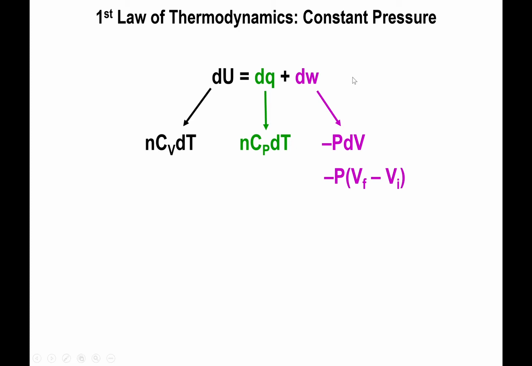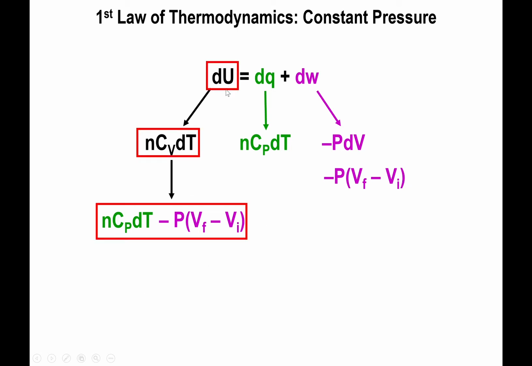dU, as I explained on the last example, is always going to be given by the moles times the heat capacity at constant volume times the change in temperature. But in a setup where the pressure is constant, you're not going to have Cv. Instead, you're going to have heat capacity at constant pressure. And you're going to have this whole setup. So technically speaking, the internal energy is going to equal dQ, which is nCp dT, plus the change in work, which is negative P times V final minus V initial. Now that whole thing is equal to the internal energy.